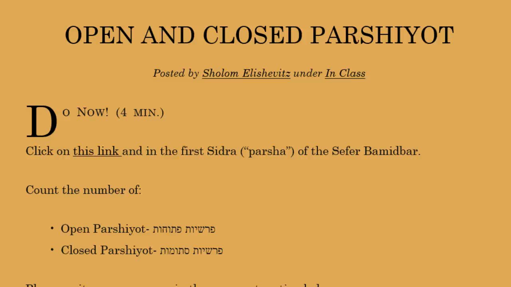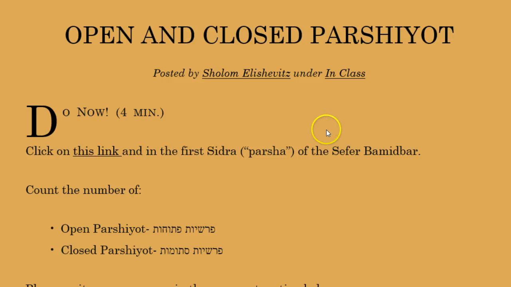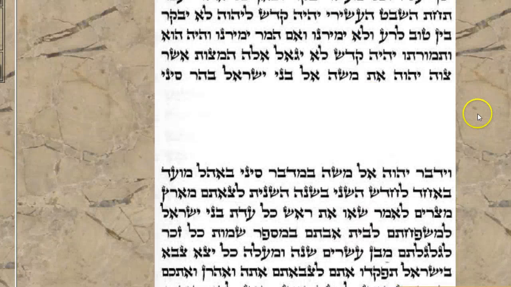Good afternoon or evening. This is Rabbi Shalom Elishevitz, and today in this video I'd like to talk about open and closed Parshiyot. What are open and closed Parshiyot? I will demonstrate by showing you a copy of what the columns in a Torah scroll actually look like. There's a link to this on that post in the blog.